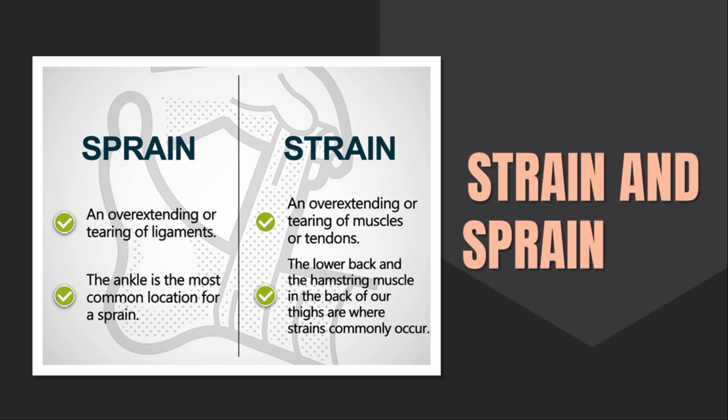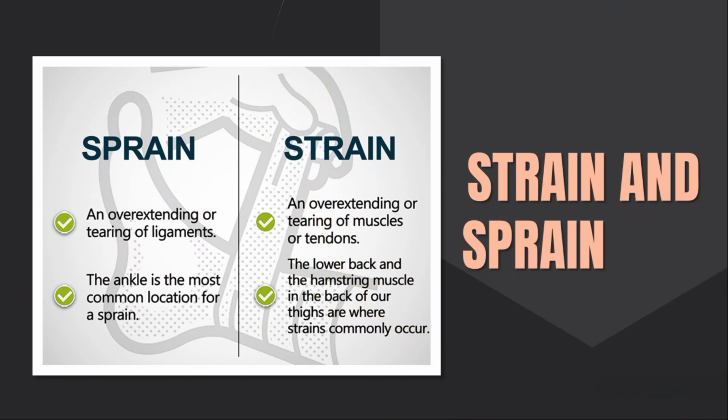And pag sinabi naman nating strain, this is more on the lower back and the hamstring muscle in the back of our thighs. Ito na nga yung sinasabi ko sa inyo kanina. Again, pag sinabi nating sprain, tearing of ligaments. Pag sinabi nating strain, tearing of muscles or tendons. Pag sinabi nating sprain, kadalasan ankle yung involved. And pag sinabi naman nating strain, hamstring o yung lower back yung body part natin yung involved. So that is the difference between strain and sprain.